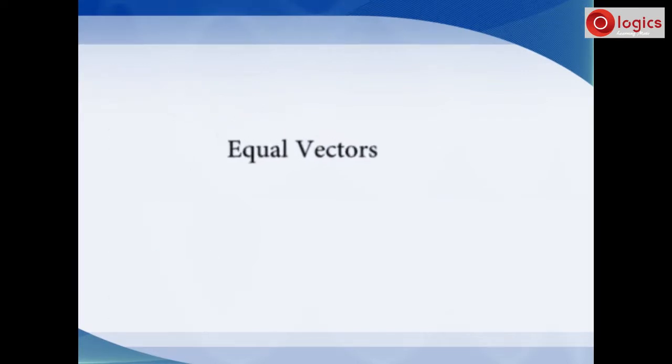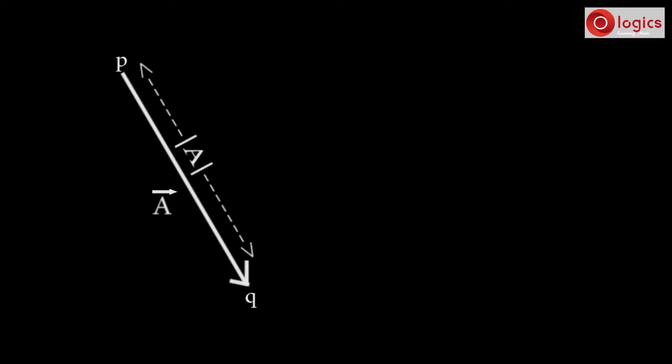Let us see what is equal vectors. This is a point P, and this is the point Q. This is a vehicle, let's say A. Now, vehicle is moved from P to Q towards south direction. This vehicle's displacement from P to Q is represented by a vector A bar, and the magnitude of vector is represented by modulus of A bar.